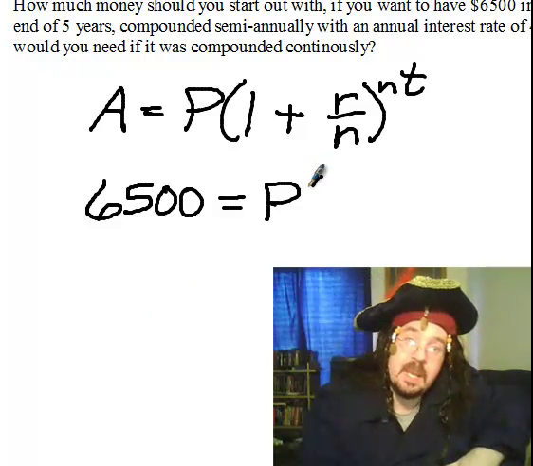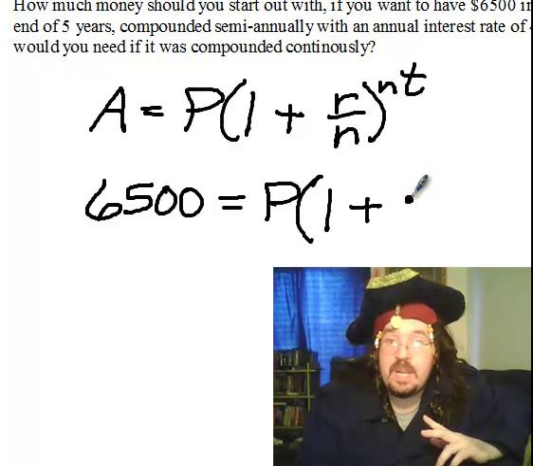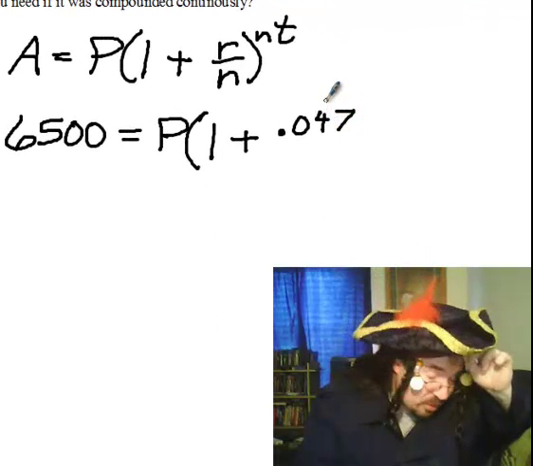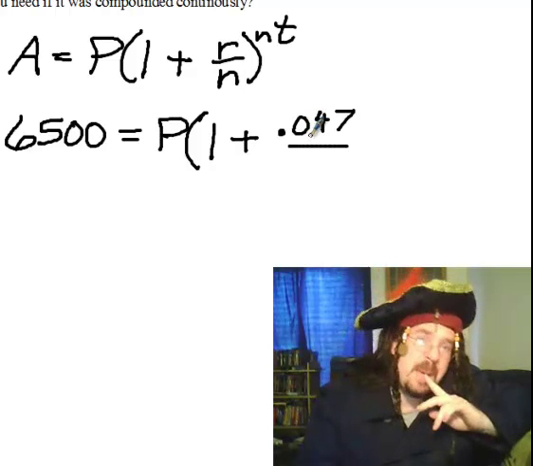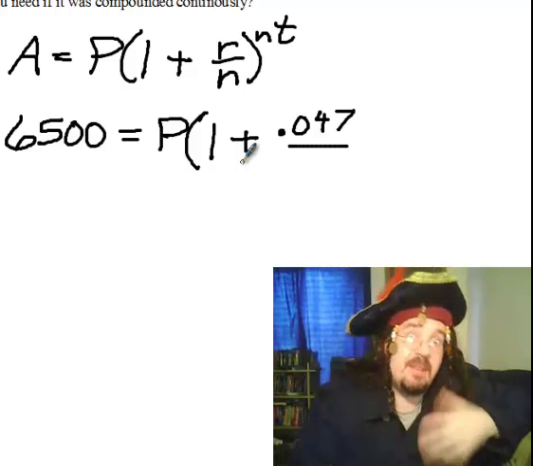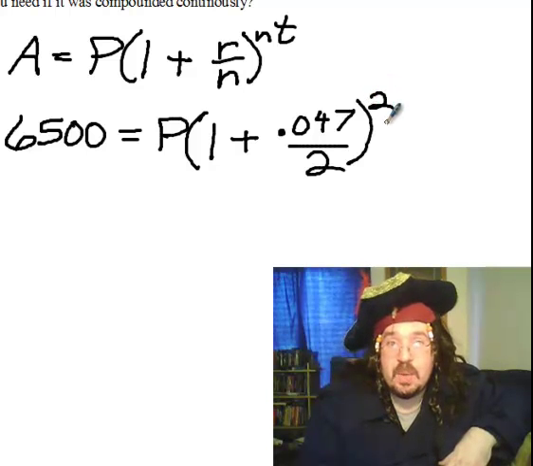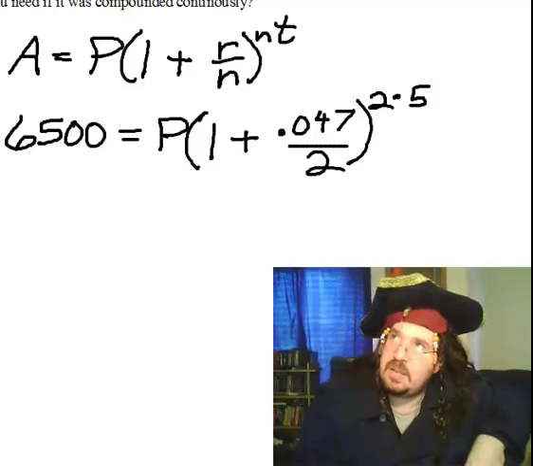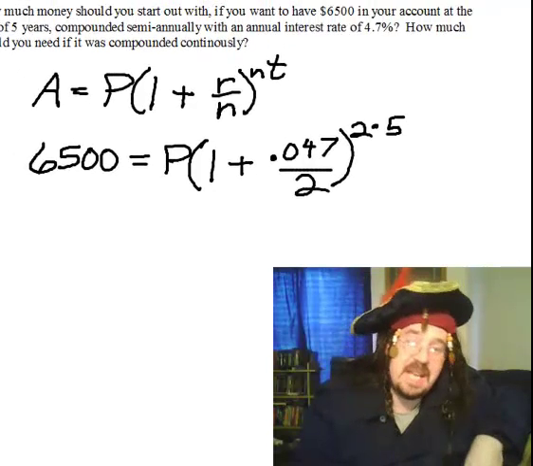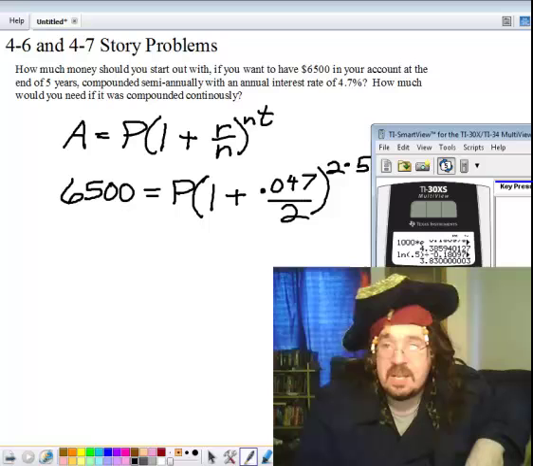Now, I have 1 plus r, which is my annual interest rate of 4.7%, which I write as a decimal, of course, and then divide by the number of times per year that we compound our interest, which, for this problem, love, is going to be 2. And then n, again, is 2, and the time is 5 years. And then we plug this all into the pirate's greatest tool, which is his calculator. Parrots and patches and things like that are nice too, but the calculator really is the best.